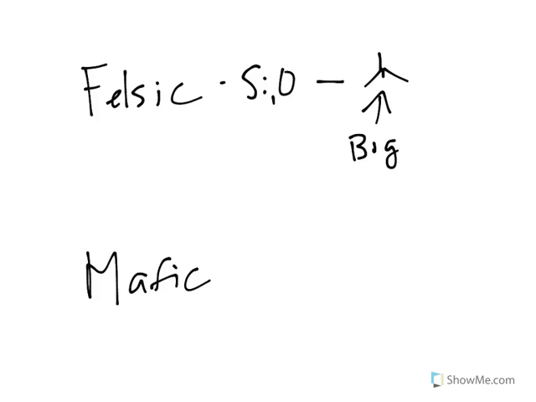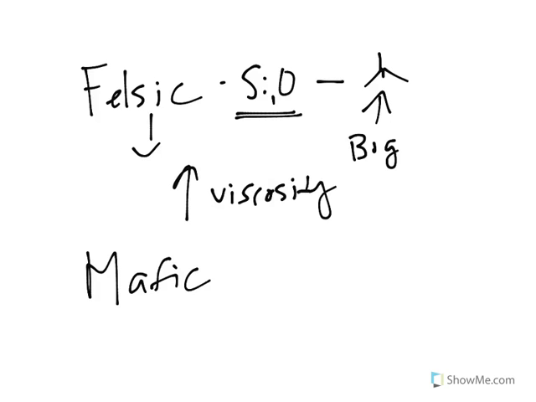So because of that, our felsic, the more silica oxygen you have, the higher the viscosity. The stickier it is. It needs much more pressure to push it out of there. So we're going to see in our next chapter, this is going to make our explosive volcanoes.